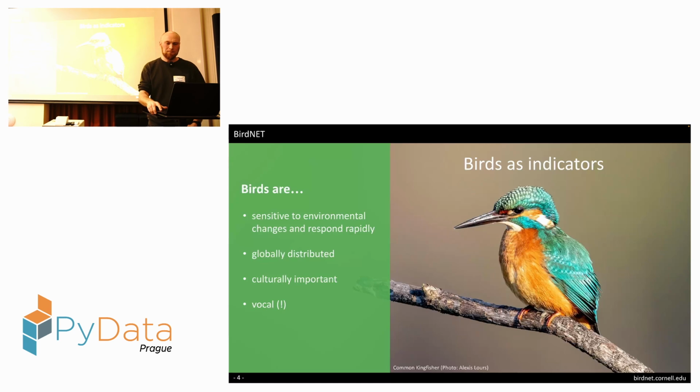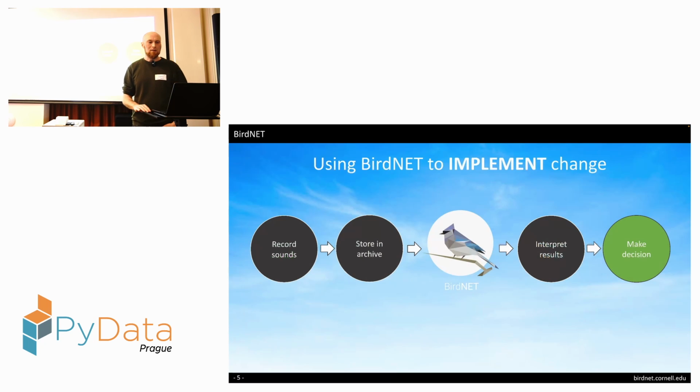All right, so how does it look if we try to implement changes and then track them with our system? Typically, you first record sounds and then store them in an archive. You collect SD cards, put them on a hard drive, and then you can run our algorithm, called BirdNET, which is an AI-powered system that I'm going to introduce in a few moments. You interpret the results, get detections of different birds, derive some conclusions from it, and then you make a decision.